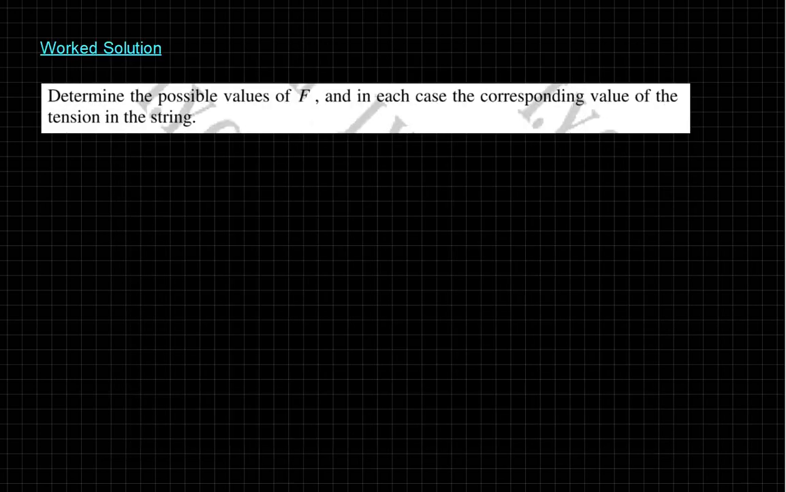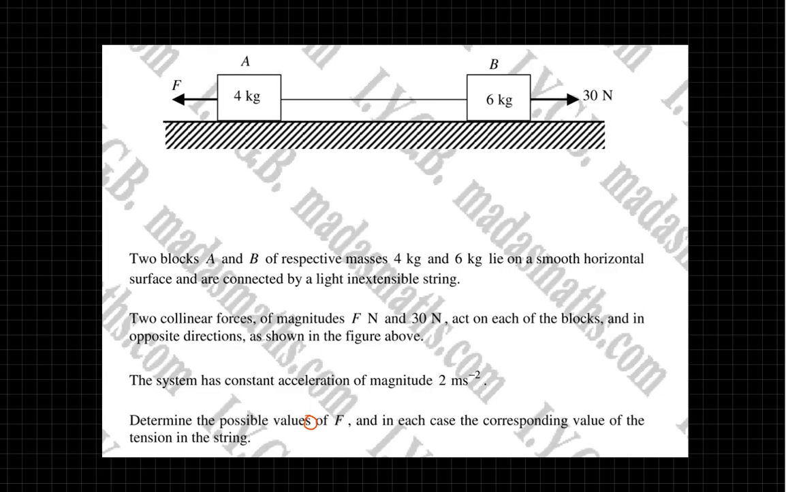So what is the acceleration? You've been told the magnitude of acceleration is 2. So that implies the acceleration is either 2 or minus 2. So there are two possibilities. What that corresponds to is either the whole system is moving to the right because the force F is too weak, or the whole system is moving left because the force F is quite strong and is overcoming the 30 newtons pulling to the right.